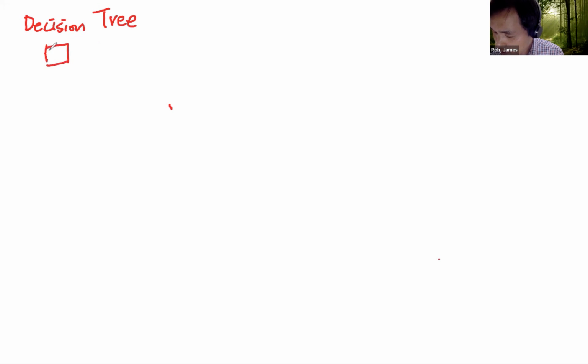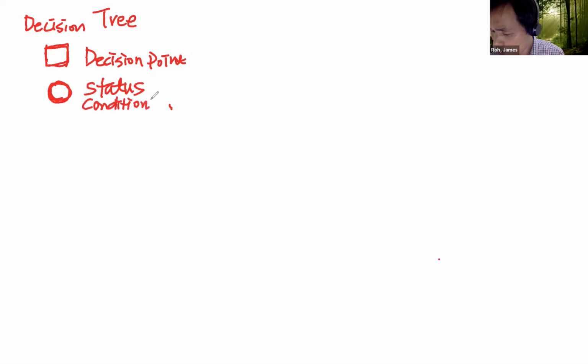This rectangle means decision point, right? And you also have a circle like that, and that's a status, right? You have different options or conditions. If you have different choices to make, then you have to have this circle. That's what you are seeing.